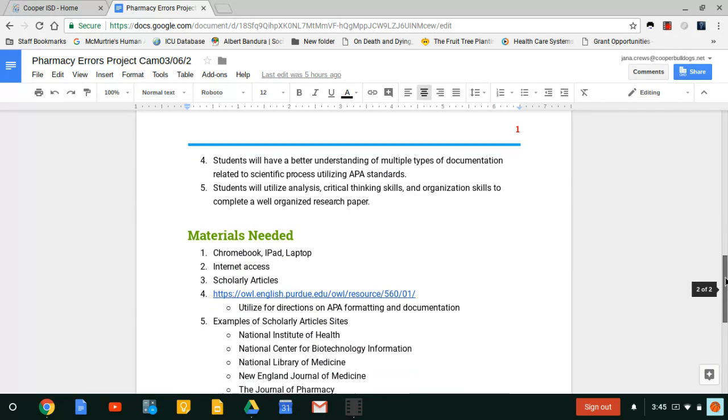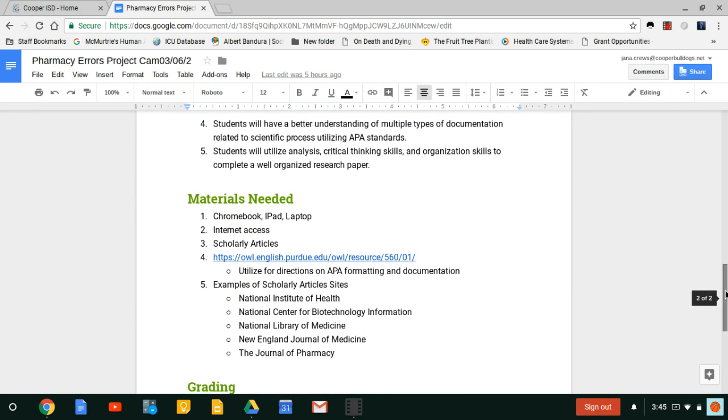Now, materials you are going to need. Besides internet access and a Chromebook or laptop, I've given you a website that will give you directions on how to use APA format. It is not MLA style. It is not what you're used to using in English class. APA format is what is commonly used in the field of science.